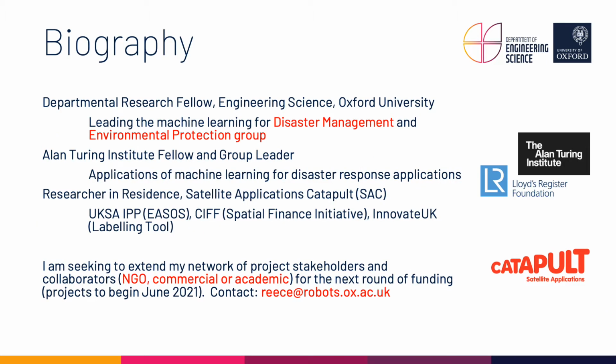First, something about me. I lead a research group in machine learning in the engineering science department at Oxford University. My group focuses on developing machine learning methods for solving problems in disaster management and environmental protection. We work closely with NGOs and industry to identify gaps in machine learning capability and ensure our methods have significant impact in the real world. Our participatory design approach to research ensures that we are addressing pertinent problems for practitioners and policymakers.